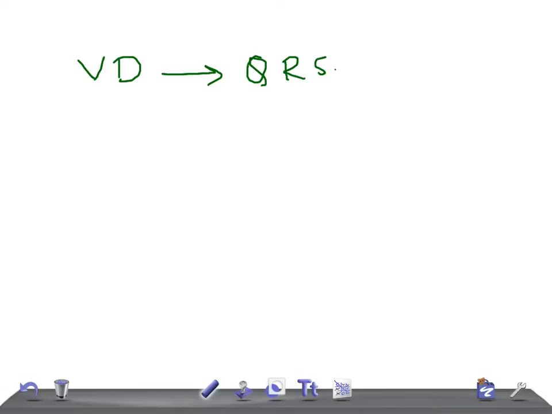The P wave is due to atrial depolarization, right? The PR interval is from the start of atrial depolarization to the start of ventricular depolarization. The QRS complex indicates ventricular depolarization. Why are we taking the QRS complex? Because ventricular depolarization indicates the ventricular rate, and that indicates the patient's pulse and the patient's heart rate. That's why we are catching this, right?